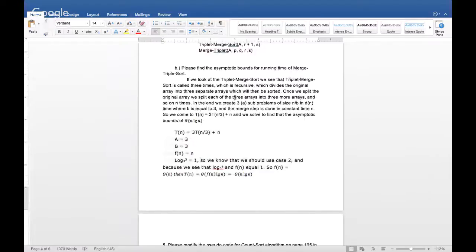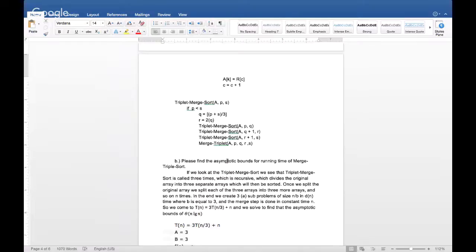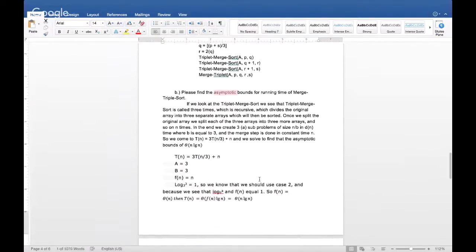So the second part is find the asymptotic bounds for the running time of merge sort.